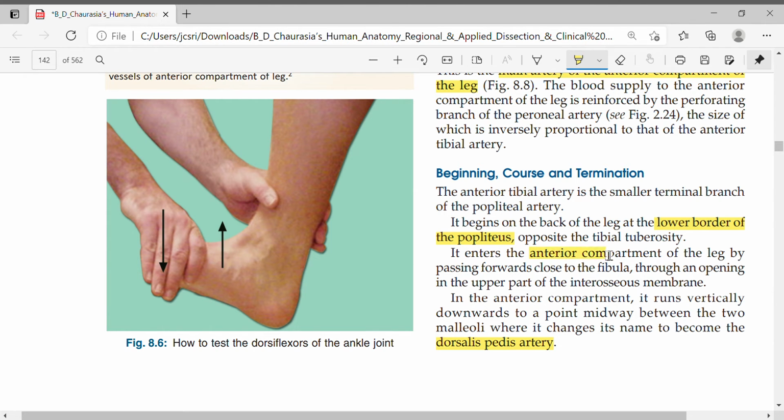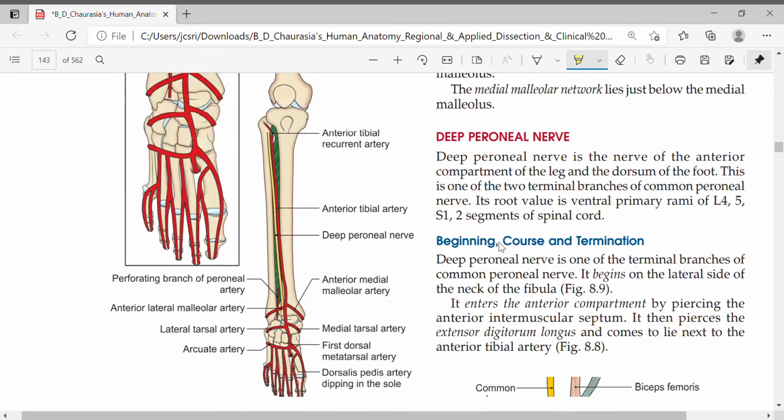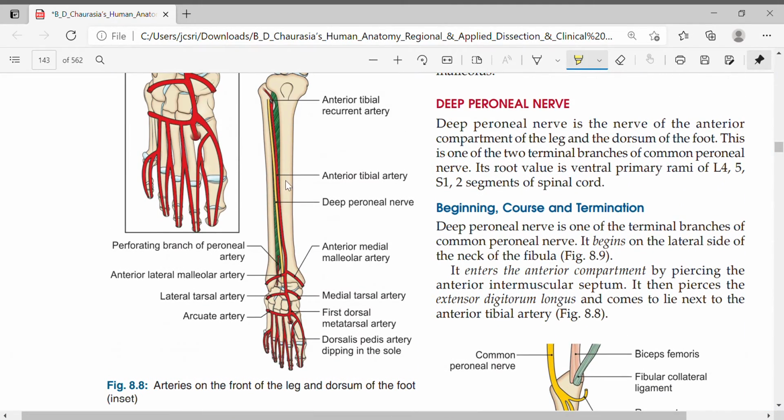It enters the anterior compartment of the leg by passing forward close to the fibula through an opening in the upper part of the interosseous membrane. In the anterior compartment, it runs vertically downwards to a point midway between the two malleoli, the lateral and the medial malleoli. You can see the anterior tibial artery in this image also.